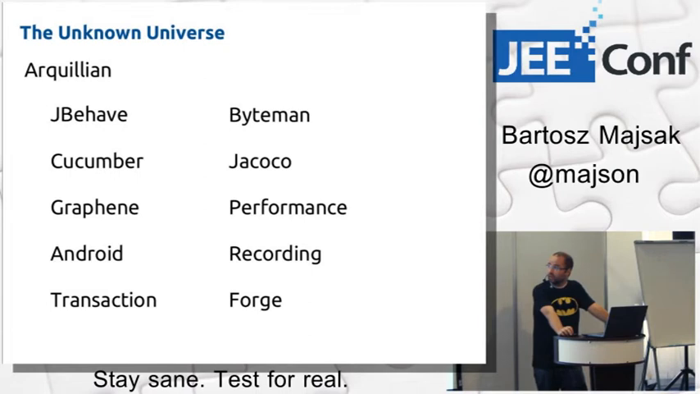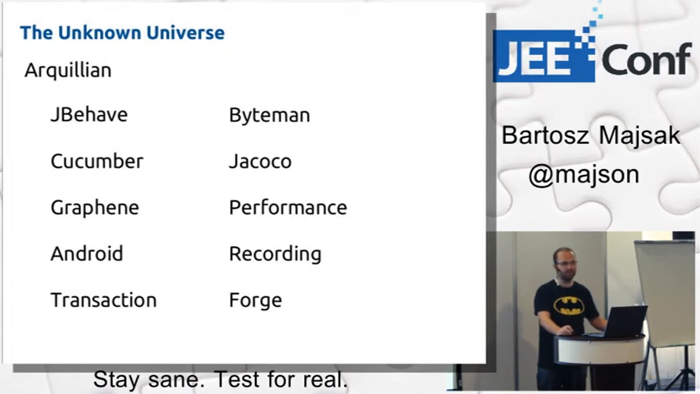Jacoco for test coverage, very nice tool. Performance, which is like JUnitPerf, so you can define some thresholds and stuff. Recording, pretty sweet new stuff where you can record your tests, record meaning a video. Forge plugins, and the last one, which is the craziest one for me, is the Byteman.